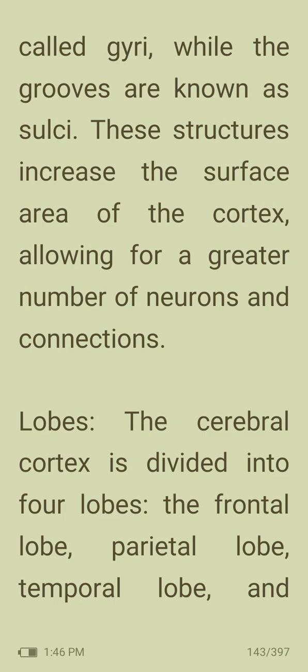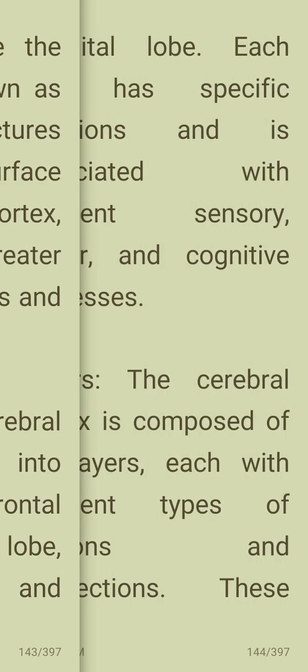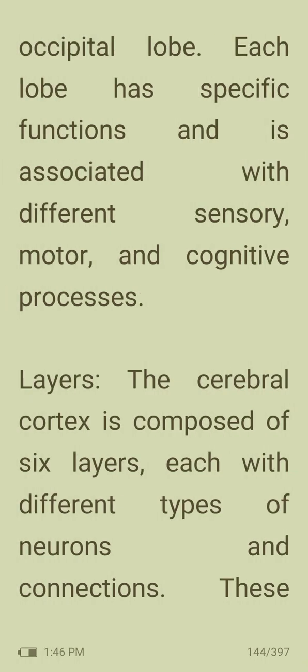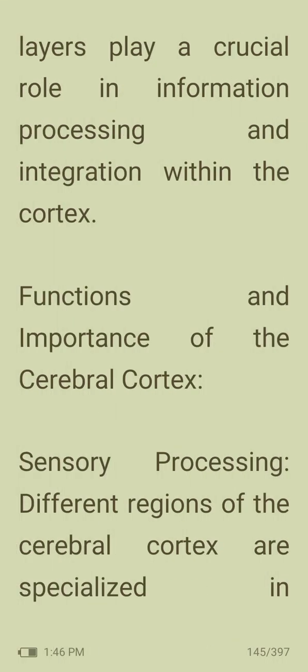Then, lobes. The cerebral cortex is divided into 4 lobes: the frontal lobe, parietal lobe, temporal lobe, and occipital lobe. Each lobe has specific functions and is associated with different sensory, motor, and cognitive processes. Then, layers. The cerebral cortex is composed of 6 layers, each with different types of neurons and connections. These layers play a crucial role in information processing and integration within the cortex.